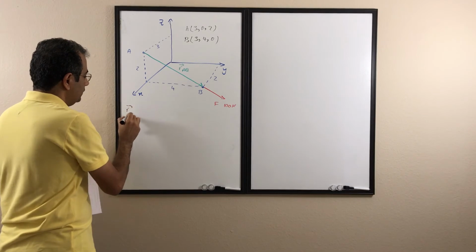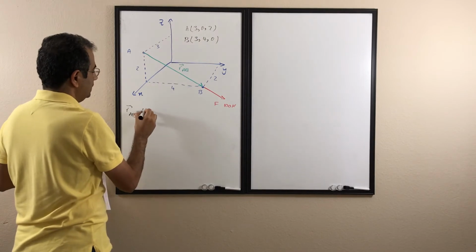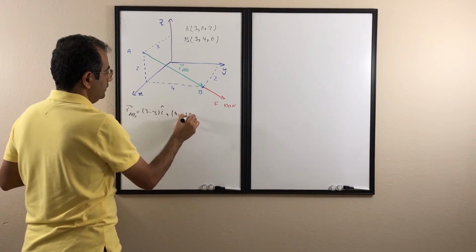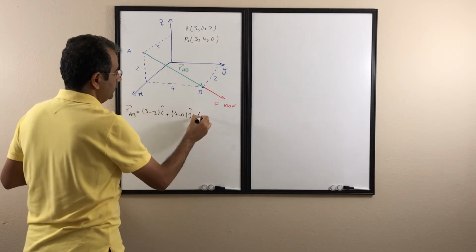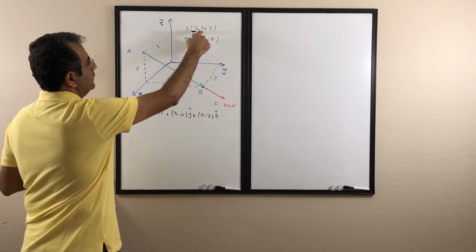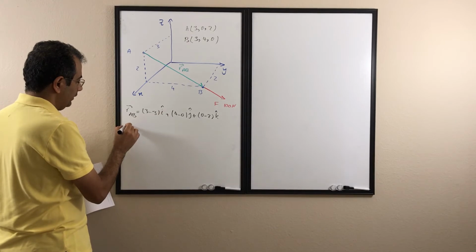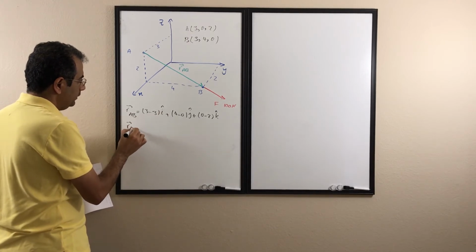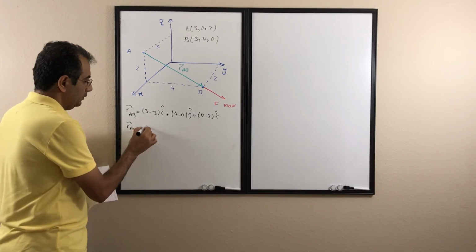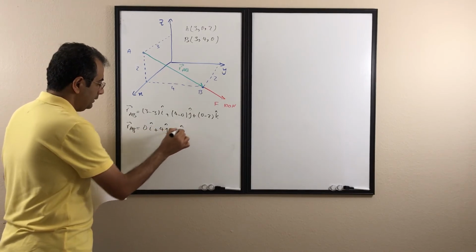So the position vector AB is B minus A. So it's going to be (3 minus 3)i plus (4 minus 0)j plus (0 minus 2)k. I'm going to keep that 0 here just so you know it is there, but you can just ignore it and not write it. So it's going to be 0i plus 4j minus 2k.